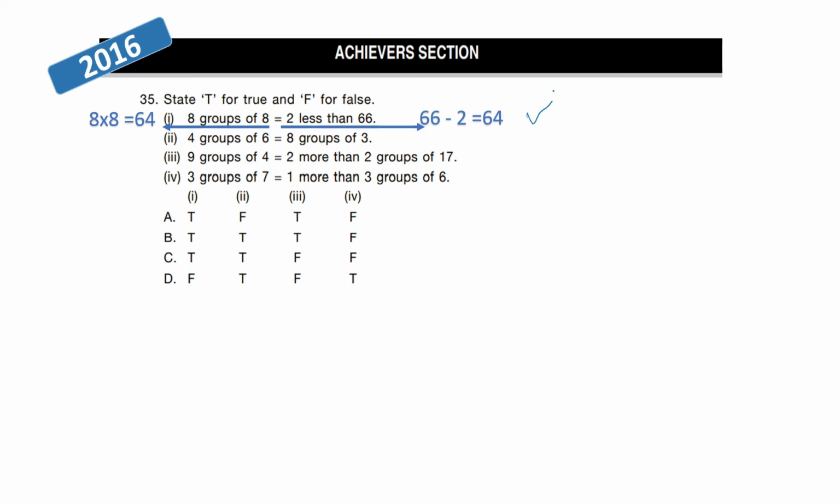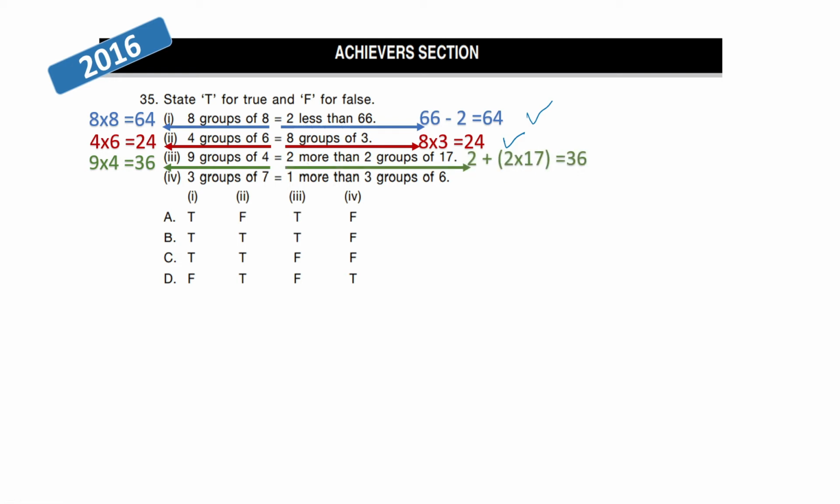Next one is 4 groups of 6 which will be equal to 4 times 6, 24, and the right hand side is 8 groups of 3 which is 8 times 3, 24, which is true again. The third is 9 groups of 4 which is 9 times 4 which is 36, and the right hand side is 2 more than 2 groups of 17. 2 more is 2 plus 2 times 17 which is also 36. So we have our first, second and third statements to be true, and the option which has 1, 2, 3 is true is option B. So that is your right answer.